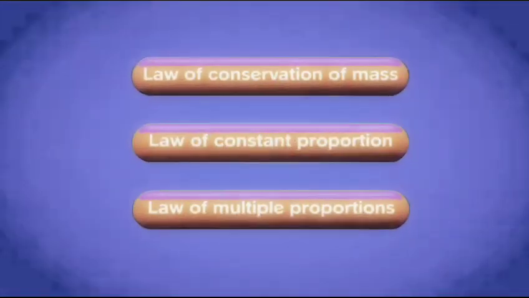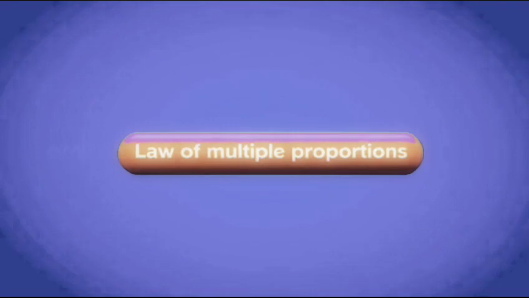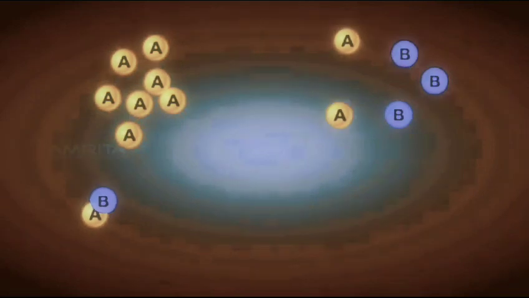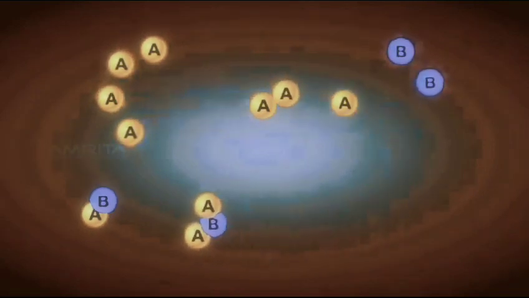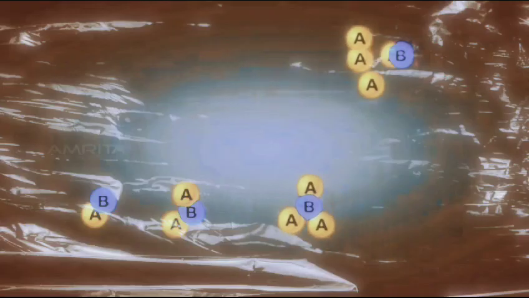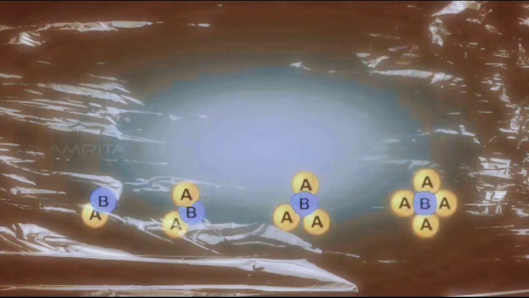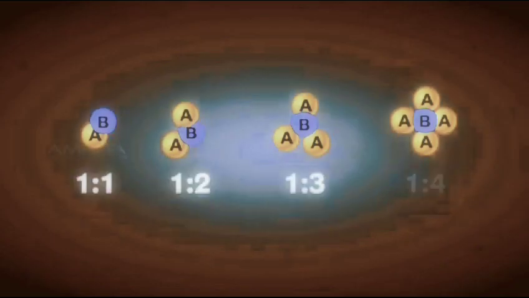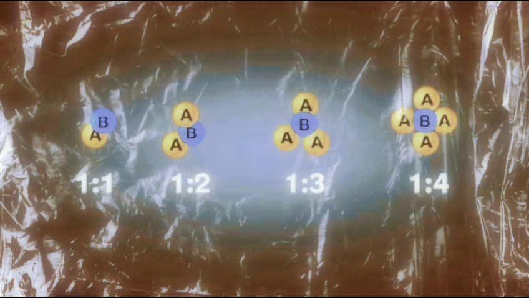We will now learn about the law of multiple proportions. This law was proposed by John Dalton around 1800. This law states that when 2 elements combine to form more than one compound, the different masses of one element that combine with the same mass of another element are in the ratio of simple whole numbers. Let's try to understand through an example.